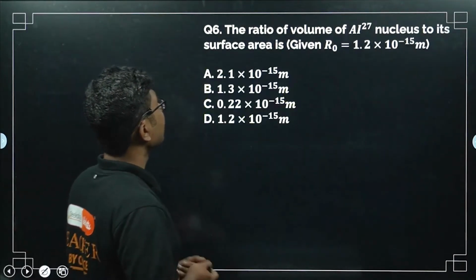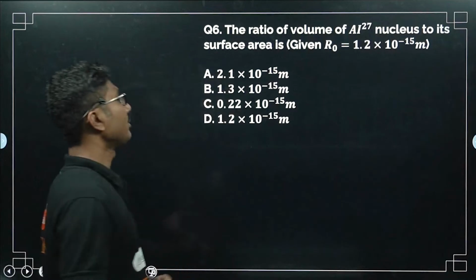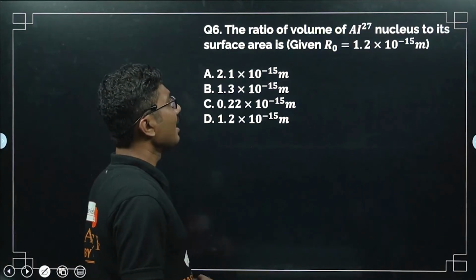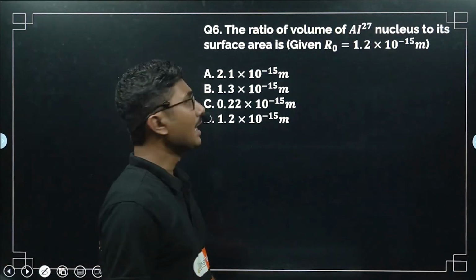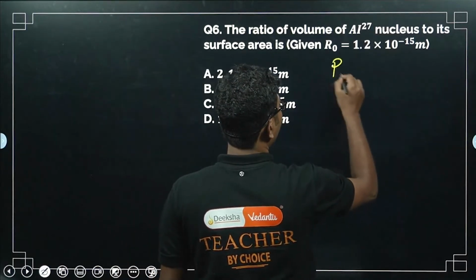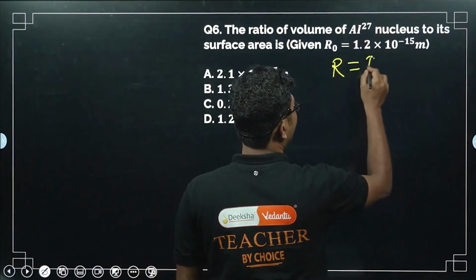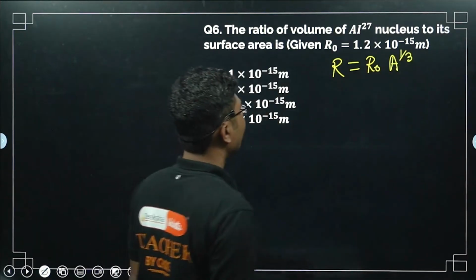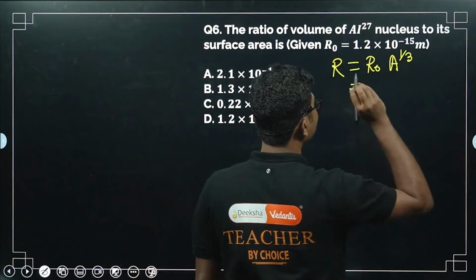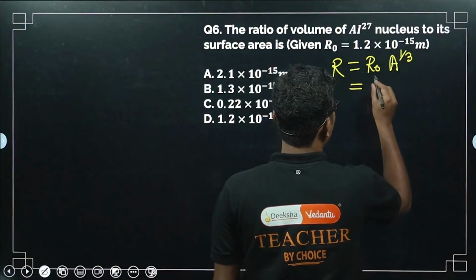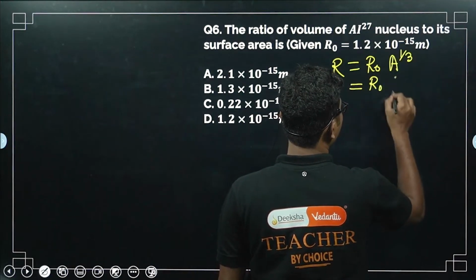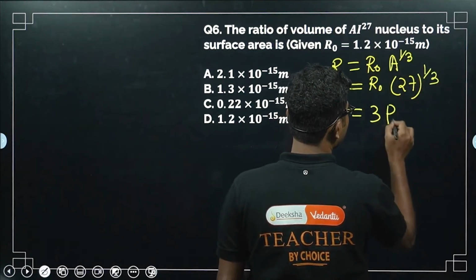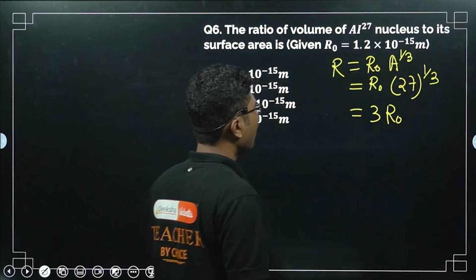Question number 6. The ratio of volume of aluminium 27 nucleus to its surface area, given R0 is given. So what you have to do, R0 is given. Now we know that the radius of any nucleus is given by R0 times A to the power 1/3. Okay, so we will use that formula and find the radius for aluminium nucleus. So aluminium has A as 27, 27 to the power 1/3, that is 3R0. Okay, now so we have calculated the R.